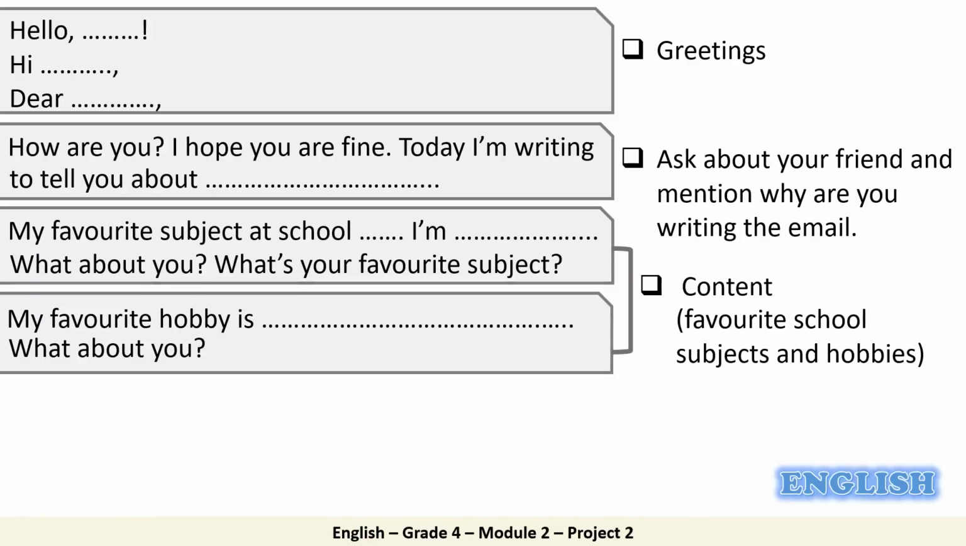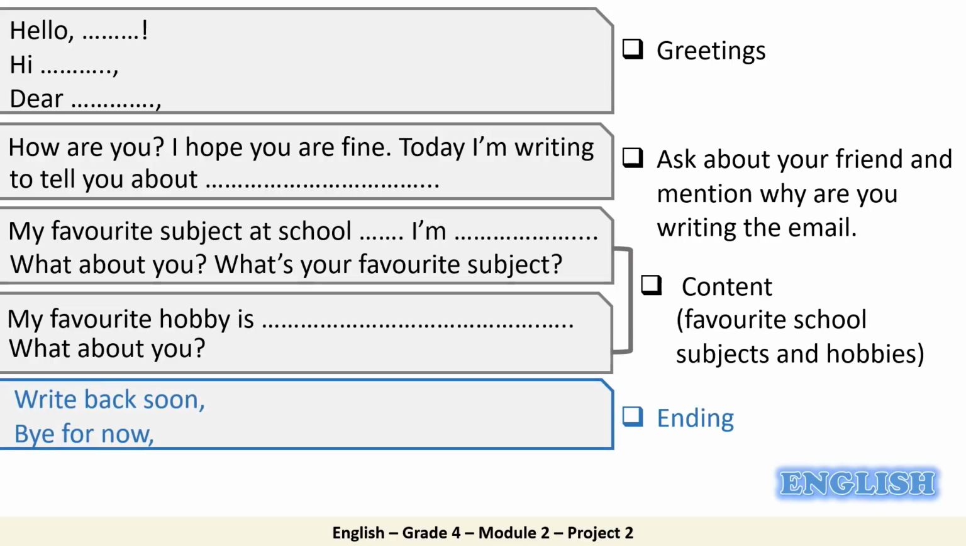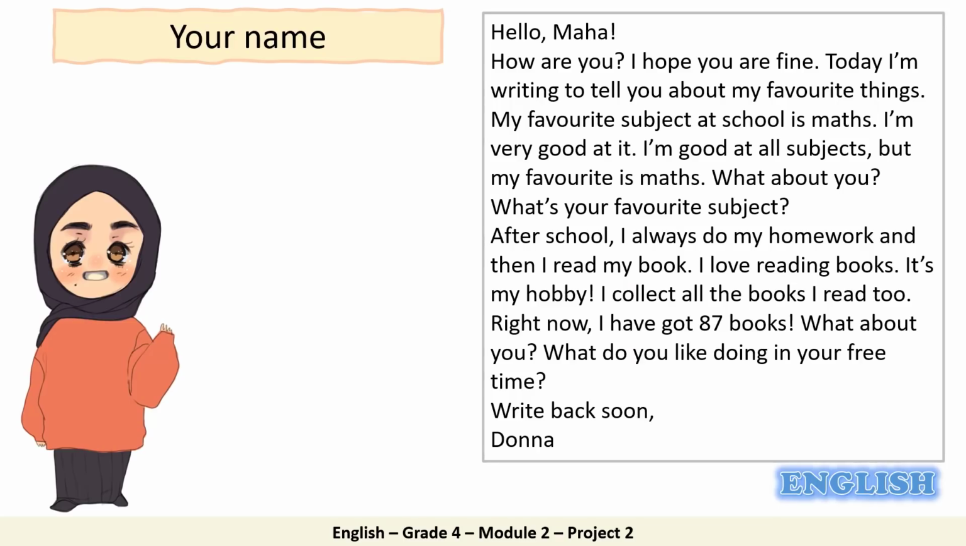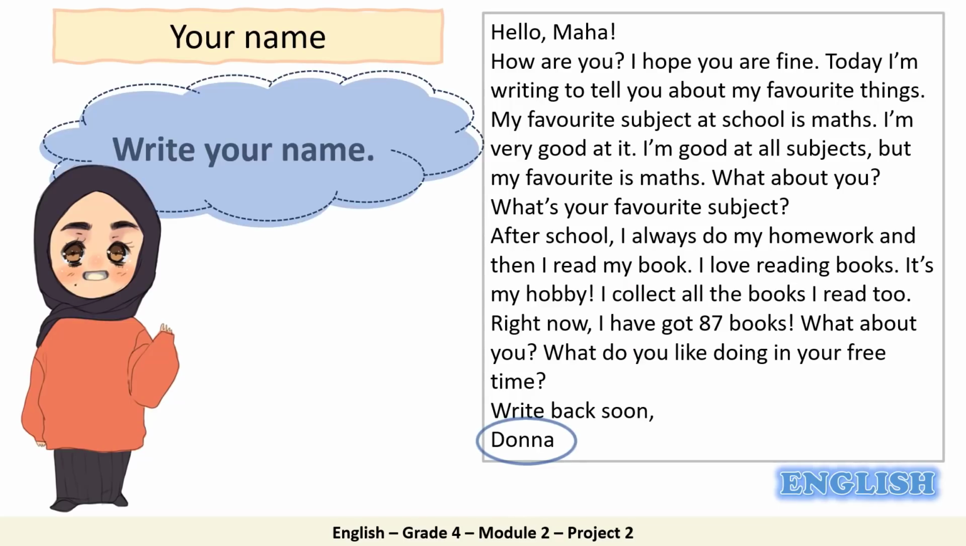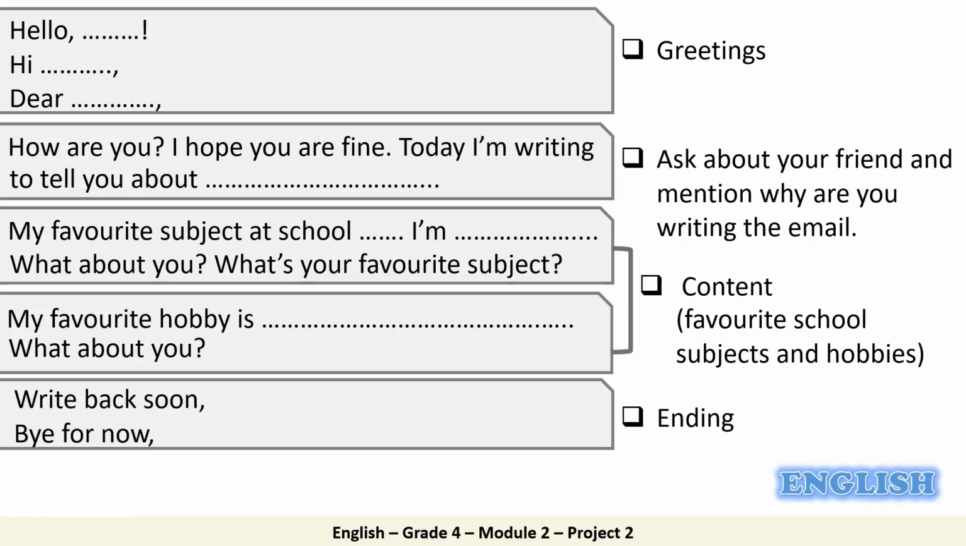Let's go back to the outline of an email. After writing the greetings and asking about your friend and writing the content about your favorite school subjects and hobbies, you need to write the ending, such as write back soon or bye for now. Your name. You need to write your name at the end of the email, just like Donna did. As you can see in the outline of an email, you need to end with your name.